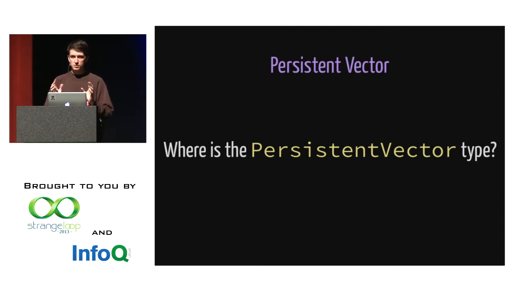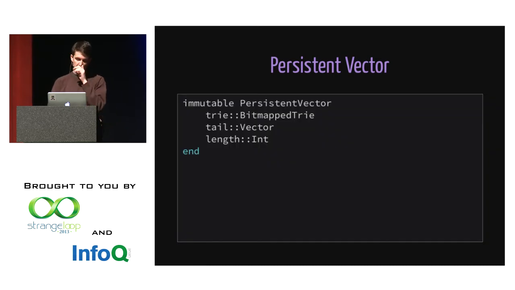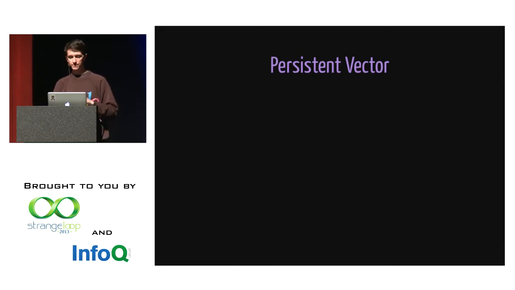So the astute among you might notice that I never actually defined a persistent vector type. I held off on this and just defined a bitmap trie, because the persistent vector is going to implement an optimization. So the persistent vector has 3 attributes. It has an internal trie, which is a bitmap trie, and then it has a tail, which is a vector, and then it also stores its length, so we have constant access to that. So the question, though, is what is this tail?